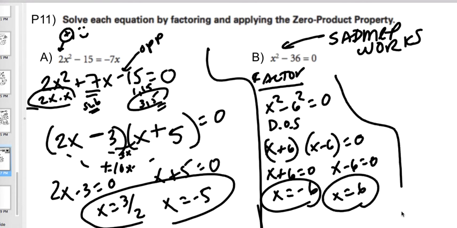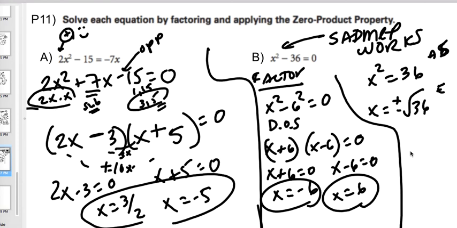Great. If you chose to use SADMAP, you would start by doing addition and subtraction, and you'd add the 36 over. Then you'd get to the exponent because there's no division or multiplication. You would write plus or minus the square root of 36, which gives you x is plus or minus 6, which is the same answer, right? So either of those is fine. And that is it for 5.3.